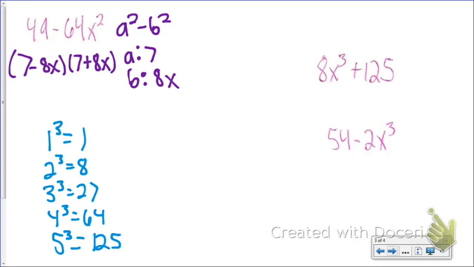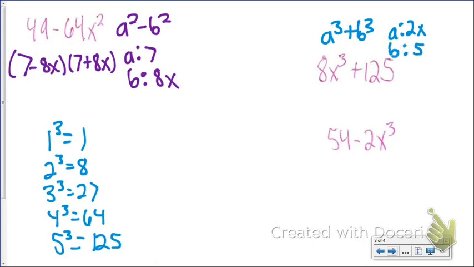So this one over here, this is a cubed plus b cubed, so we know how that's going to factor based on that formula that we had on that flow chart. So we just need to figure out what a is. So the cube root of the first term, my a, is going to be 2x. My b is going to be the cube root of the second term. And the cube root of 125 is 5.